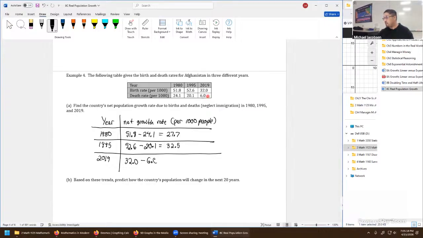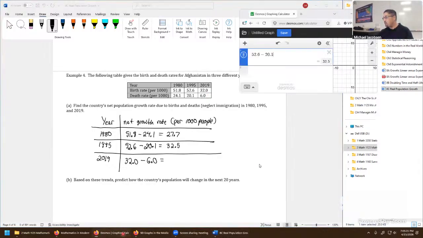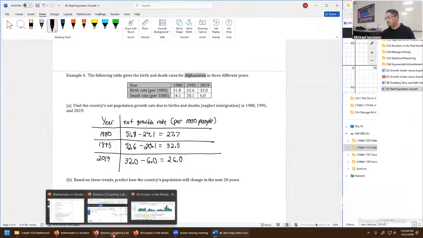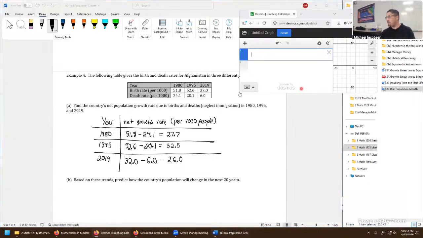32.0 minus 6.0 gives us a value of 26 altogether. So that's their net growth rate in Afghanistan in the year 2019. And it's easy to get mixed up with these. So the unit of per 1,000 people is really critically important to this problem. When you see a 26, divide by 1,000, multiply by 100, and that says that the growth rate is 2.6%. And hey, that's pretty much really close to our first problem in the notes.